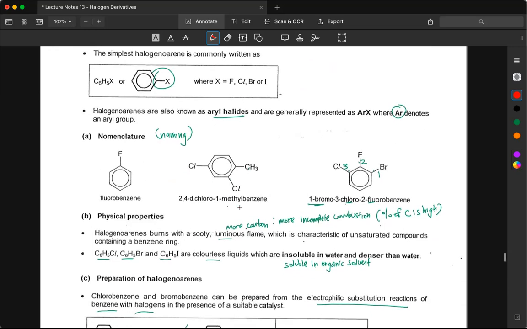And these are the nomenclature when we name arenes: fluorobenzene, 2,4-dichloro-1-methylbenzene, alphabetical order. And we have this one, 1-bromo-3-chloro-2-fluorobenzene, alphabetical order in the naming as well.